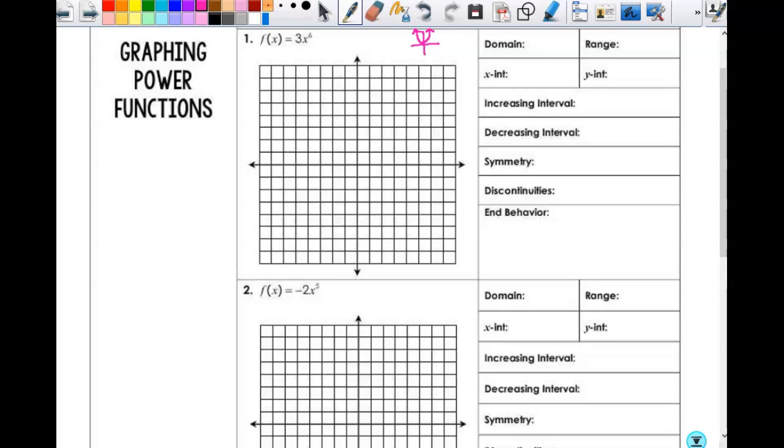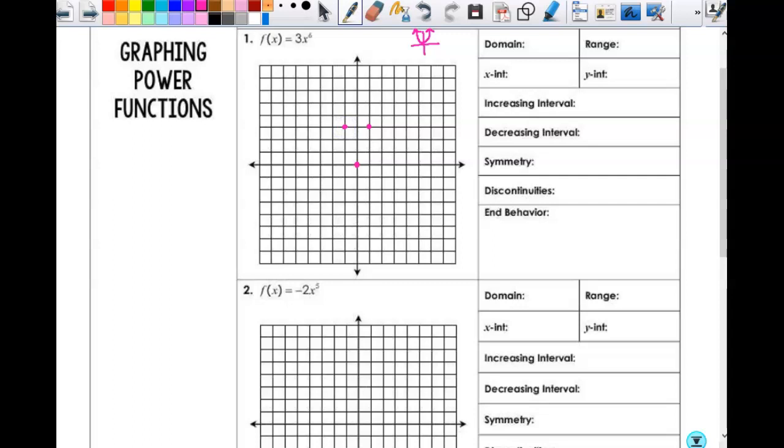So when I start with my anchor points, 0, 0, well, the stretch does nothing, so I'm still at 0, 0. For the parent function, f of x equals x to the sixth, when I substitute in 1, I get 1. So 1, 1 is another anchor point. At 1, 1, that 3 affects my y value, so my new y value is 3, and then I can use symmetry to get the other one over here.